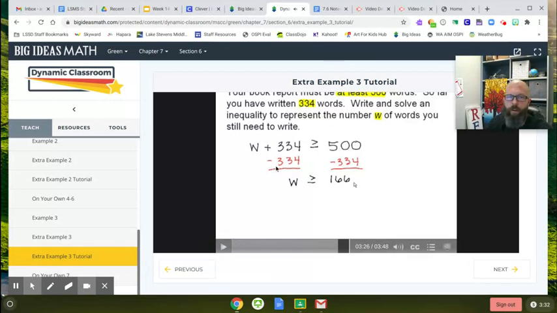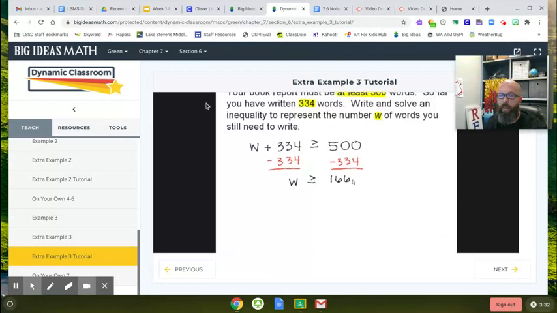All right. So what they did was subtract 334 from both sides, and you end up with W is greater than or equal to 166. So you need to write at least 166 more words. Anybody ever written a 500-word essay? Maybe not yet in 6th grade, but you will.